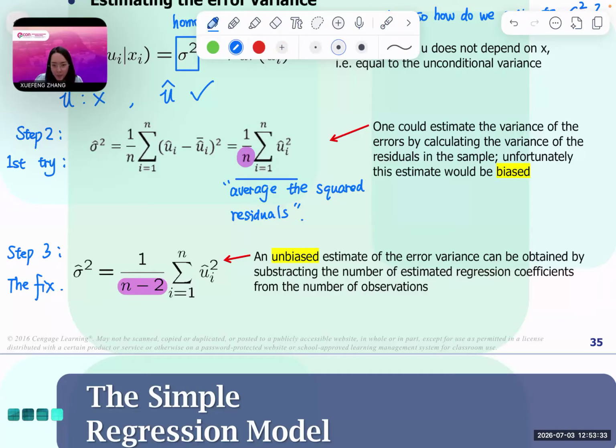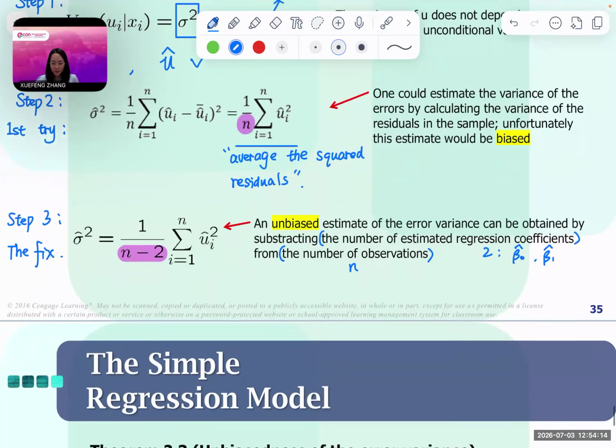Why 2? Why do we subtract 2 from the denominator? And now it's unbiased, okay? An unbiased estimator of the error variance can be obtained by subtracting the number of estimated regression coefficients from the number of observations. Number of observations means n, and the number of estimated regression coefficients is 2. Why do we have 2? Because we have beta 0 hat and beta 1 hat.